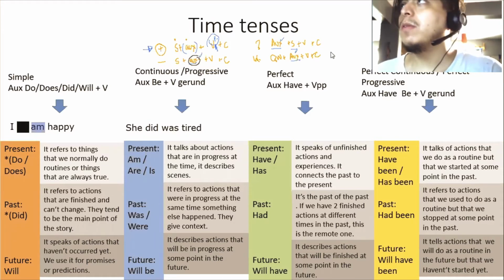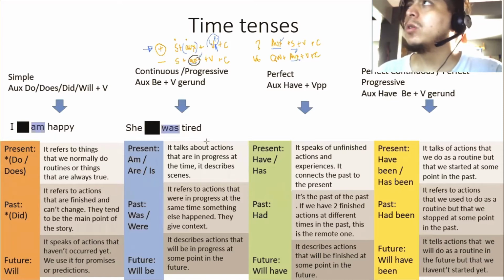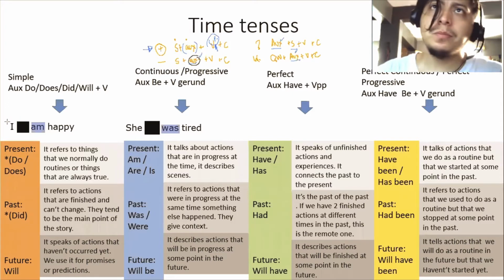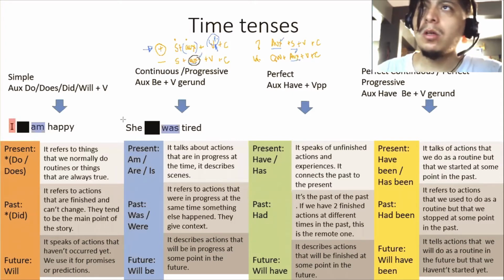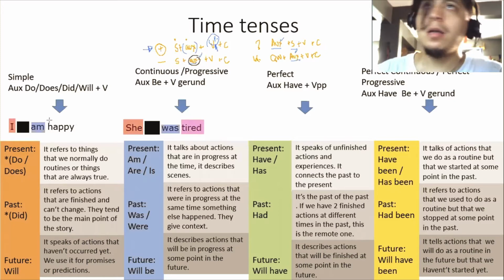The problem is, again, when you're using the verb to be in the present or in the past, you never, ever use the auxiliary. So it says, I am happy. It says, she was tired. So what do we have? We have subject, verb, and complement. We really don't have an auxiliary.